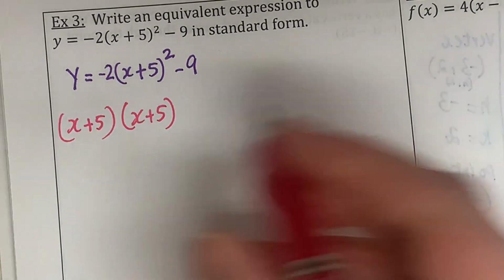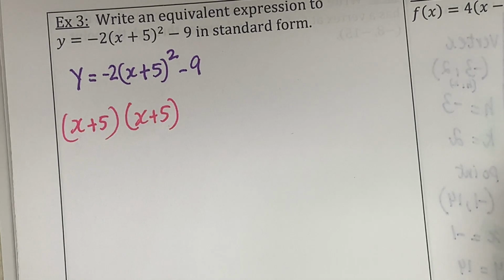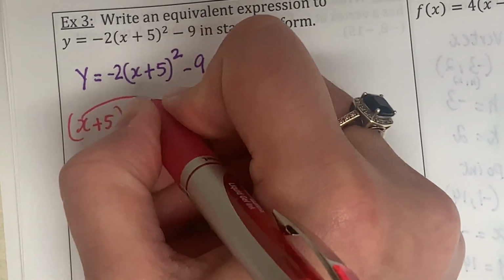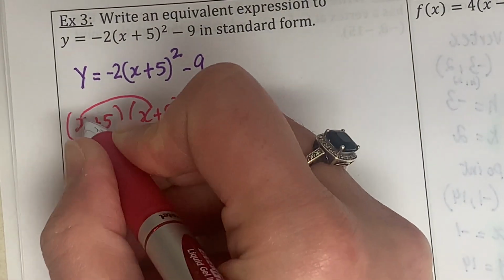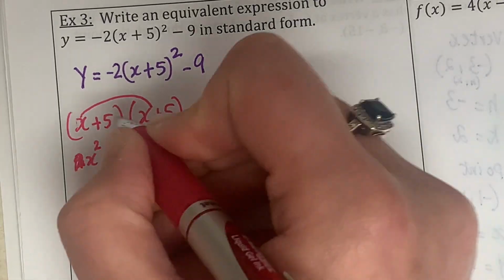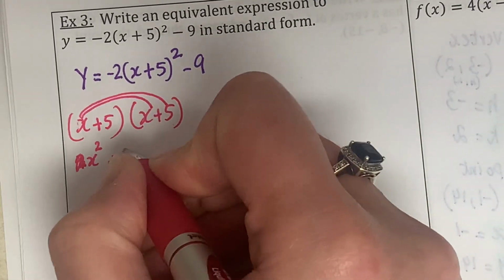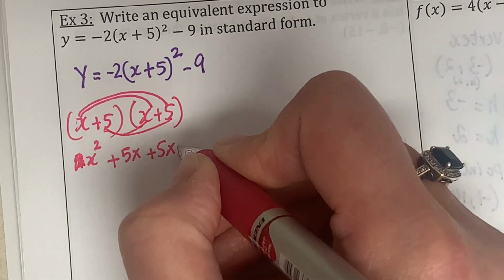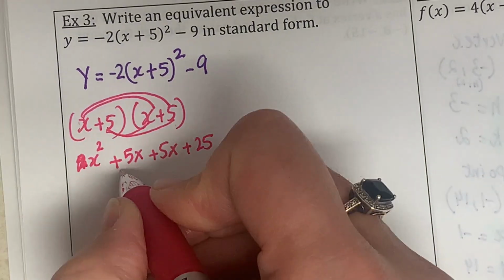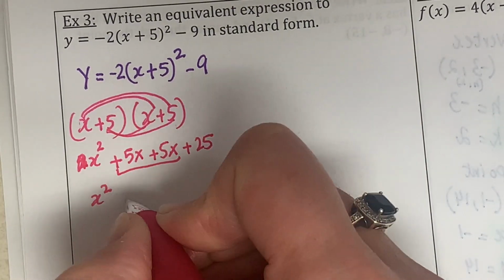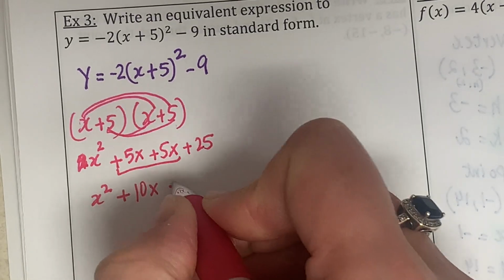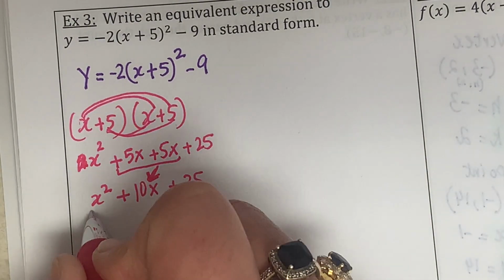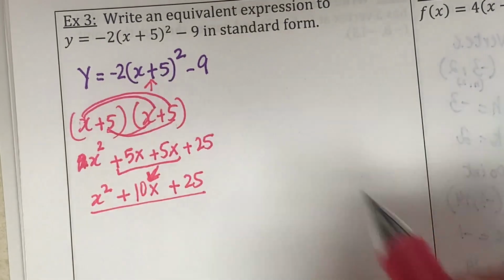Now, if you're using the FOIL method, it's easier, but if you're using the box method, you should be able to use that as well, and the answer will remain the same. So x multiplied by x is x squared. x times 5 is positive 5x. x times 5 is positive 5x, and then 5 times 5 is 25. These two terms are the same, so I'm going to have x squared plus 10x plus 25. This is what goes in here.